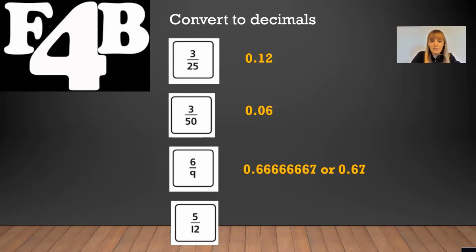6/9 becomes, this is a hard one, we had to do 6 divided by 9 and we had lots of recurring 6s. Now you could then write it as 0.67 because we rounded the hundredths up because it was greater than 5. Similarly, for 5/12, they had 0.41 with lots of 6. So we've rounded up our hundredths column to a 2 because again our thousandths were greater than 5.